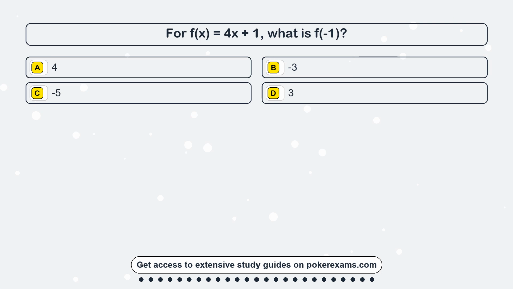Question 15. For f of x equals 4x plus 1, what is f of minus 1? Option A, 4. Option B, minus 3. Option C, minus 5. Option D, 3.